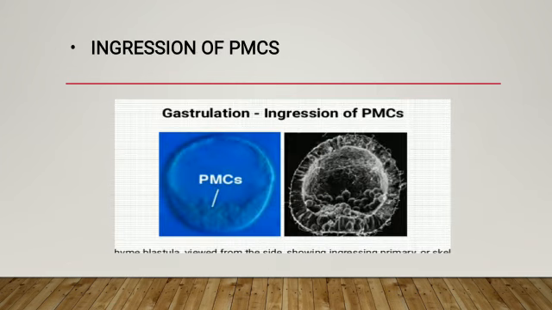Ingression of the primary mesenchyme cells. In this, primary mesenchyme cells undergo ingression at the onset of gastrulation. Although the mechanisms of ingression are not fully understood, several events are known to accompany ingression. The best characterized changes in the primary mesenchyme cells involve changes in their adhesive properties.